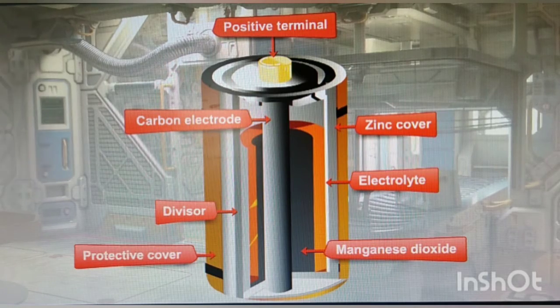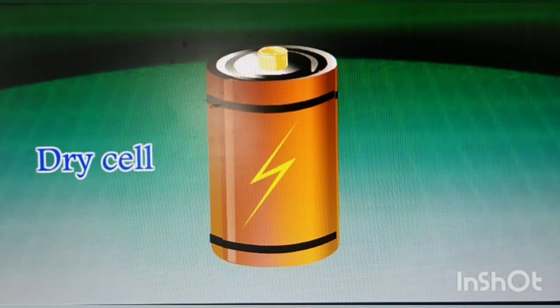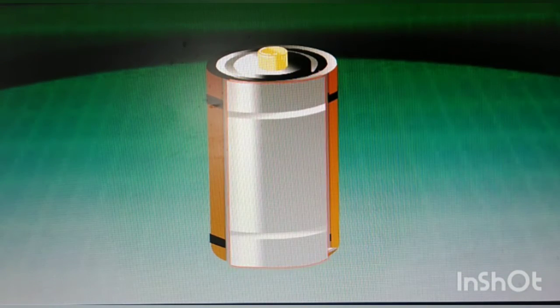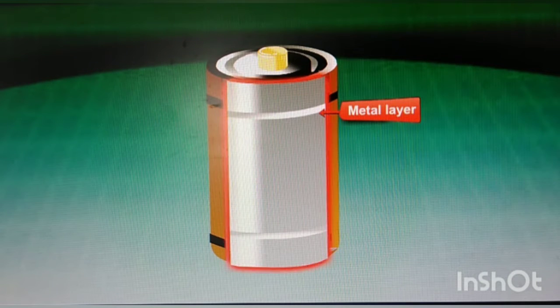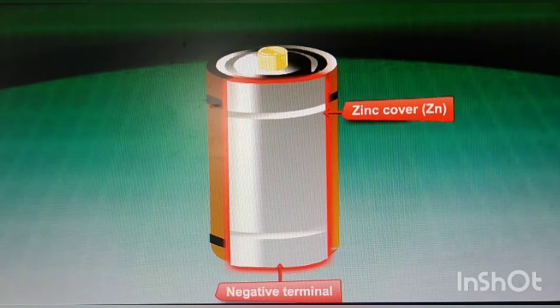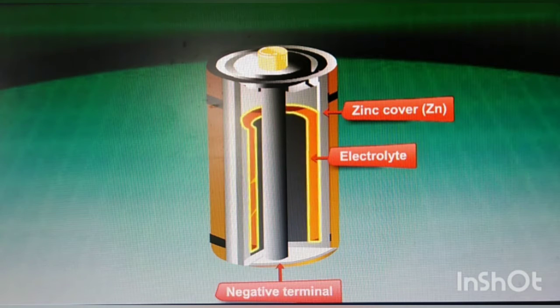Now try this. Take a dry cell and remove its outer coating. Inside, you will find a whitish metal layer. This is the zinc metal layer. This is the negative terminal of the cell. Now carefully break open this layer. There is another layer inside. An electrolyte is filled between these two layers.